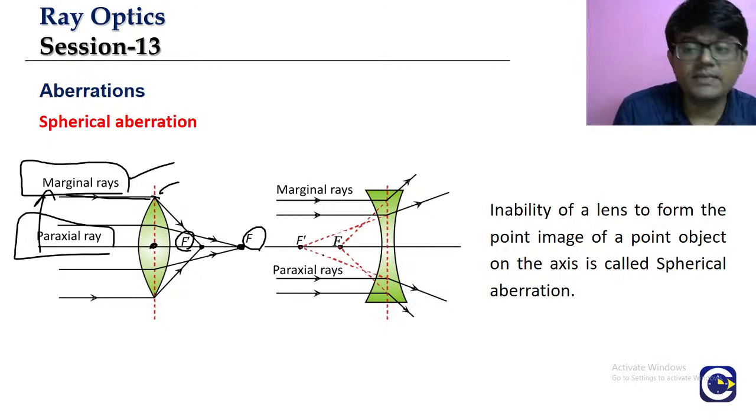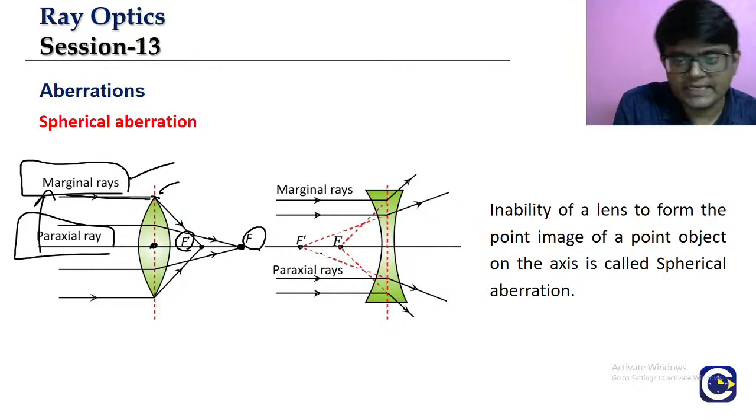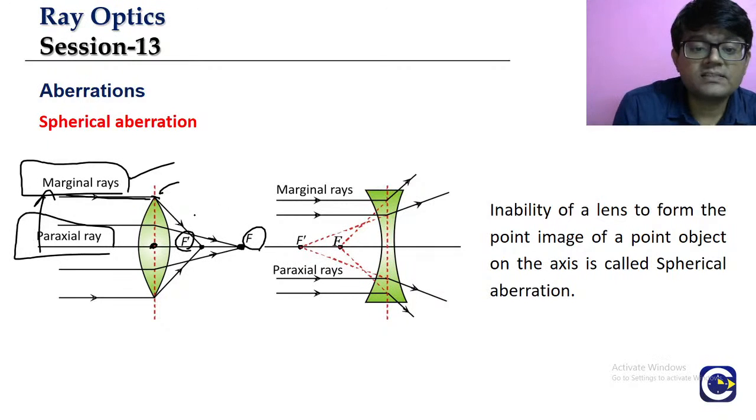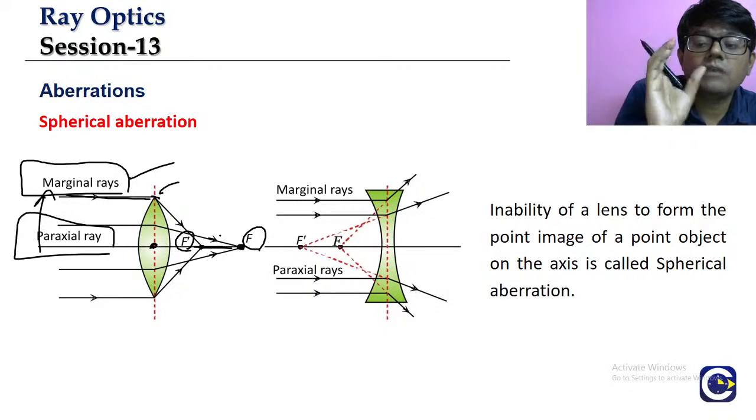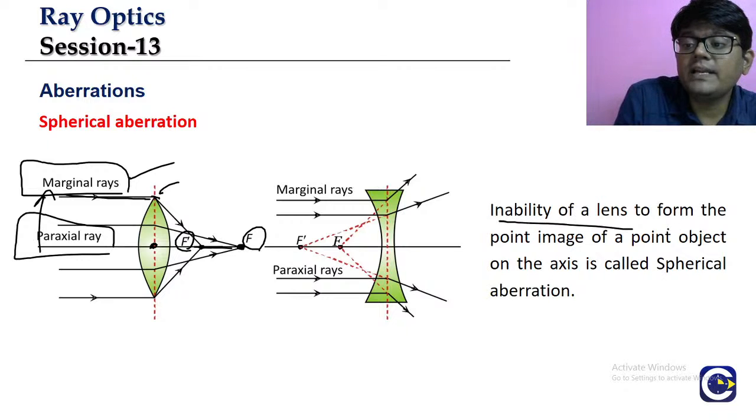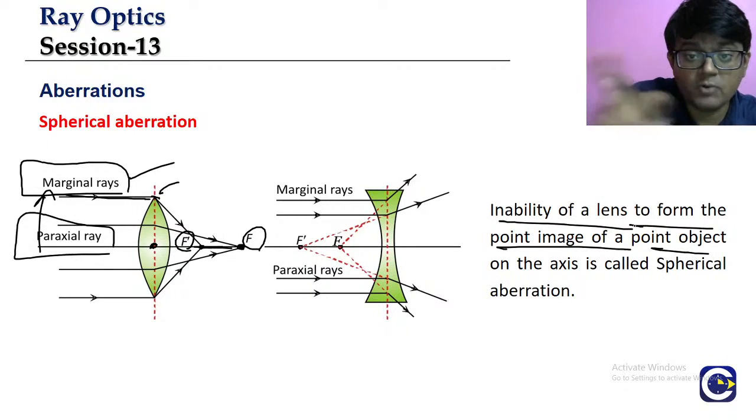If you are taking a point object, ideally we expect it to give a point image. A point object should give a point image, and an extended object will give an extended image. But what we see here is that even for a point object, the rays coming from the tip of the lens converge to a different point than the rays coming close to the optical center, which means we would not be able to get a point image. So the inability of a lens to form a point image, even for a point object, is what we refer to as the spherical aberration.